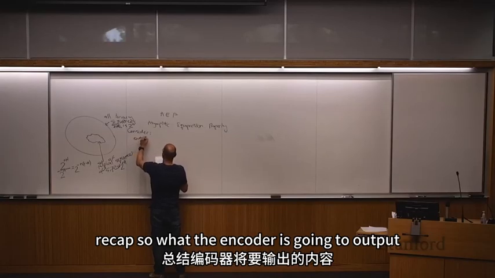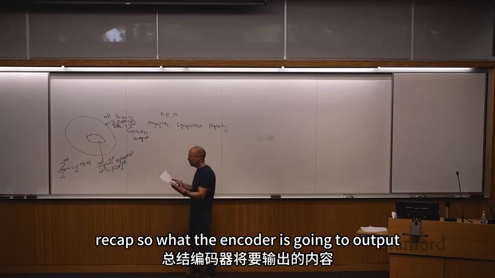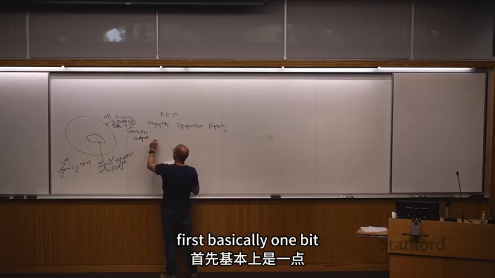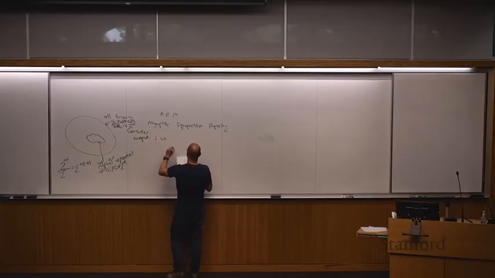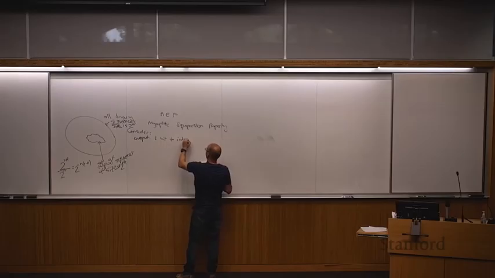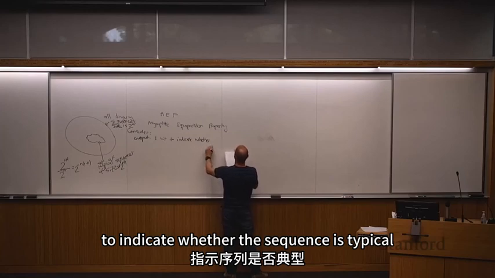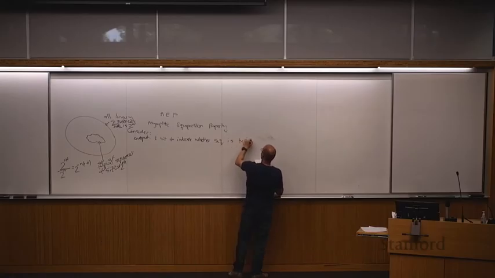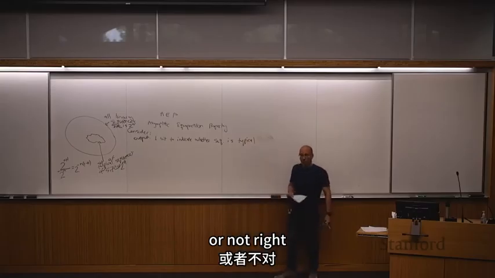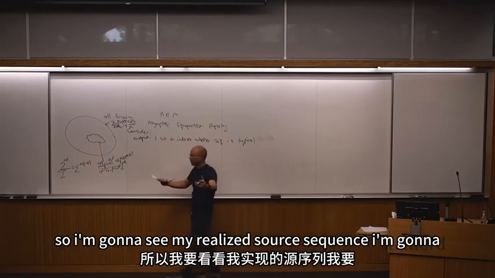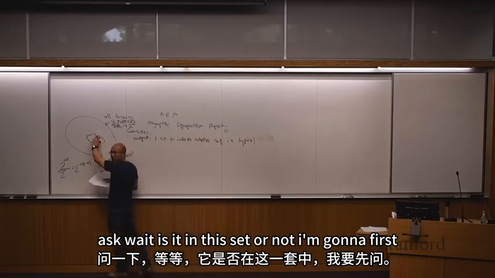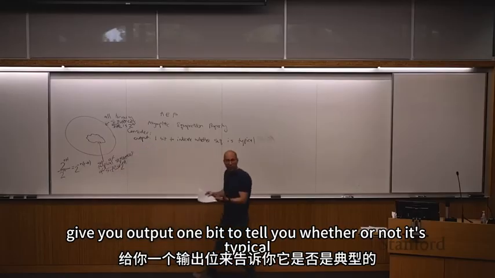So let me try and recap. What the encoder is going to output is first basically 1 bit to indicate whether the source sequence is typical or not. So I'm going to see my realized source sequence, and ask, is it in this set or not? I'm going to first output 1 bit to tell you whether or not it's typical.